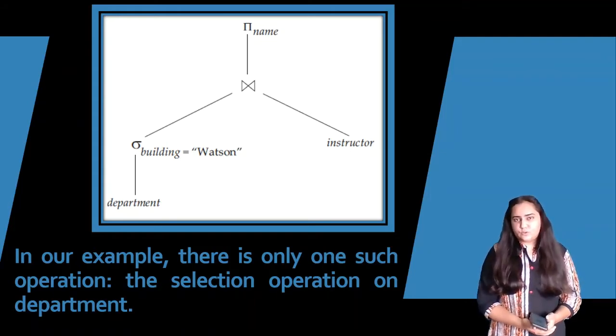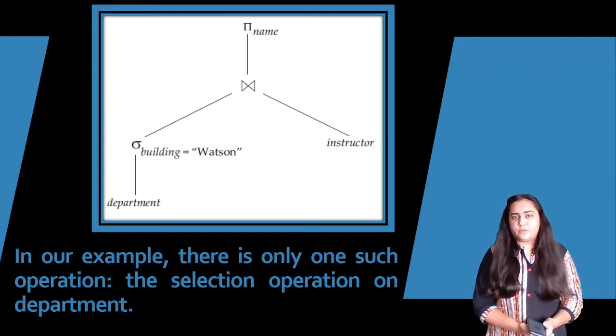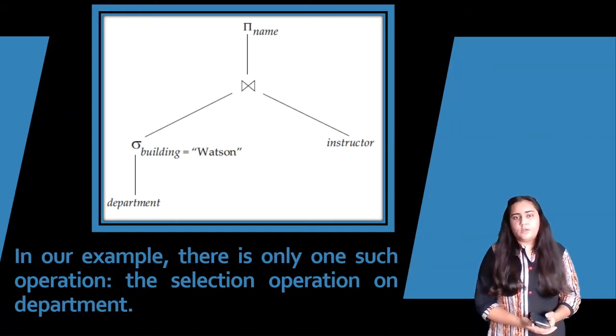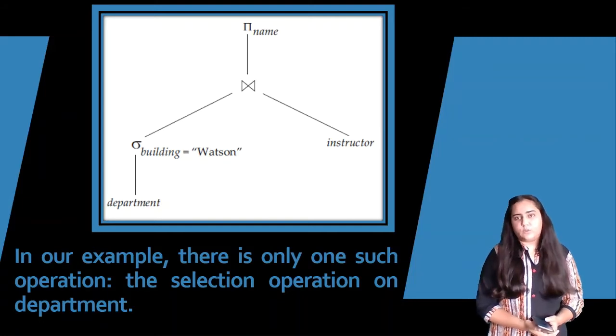This is not always true. It depends on the type of query you have and the type of tree that is generated based on that query. So in this case, we have only one relation, but there could be more. For now, because there's only one, which is the selection operation on department, we are going to go ahead with it.